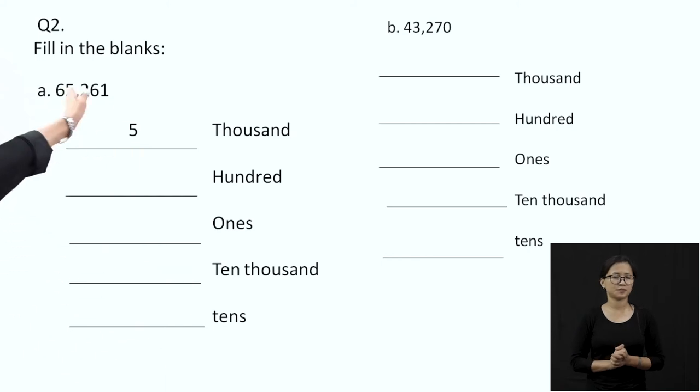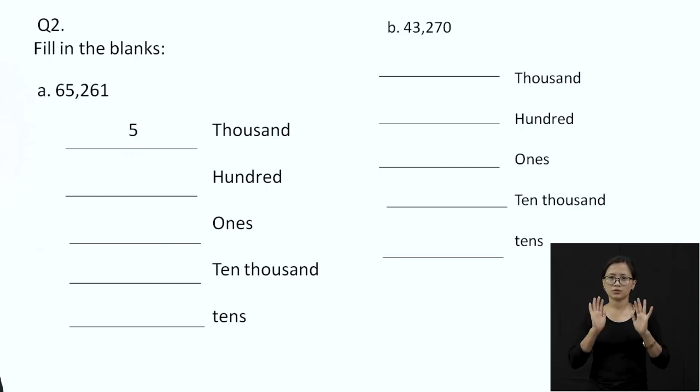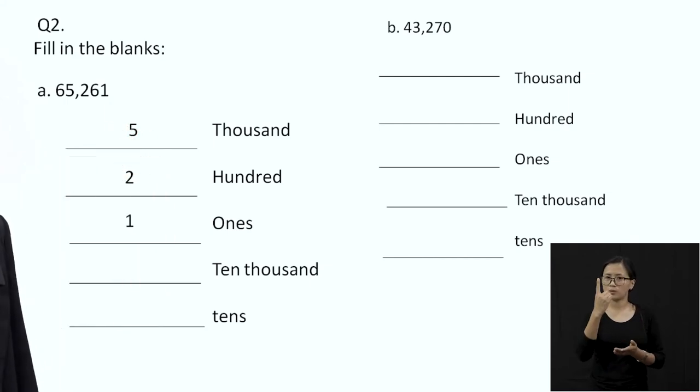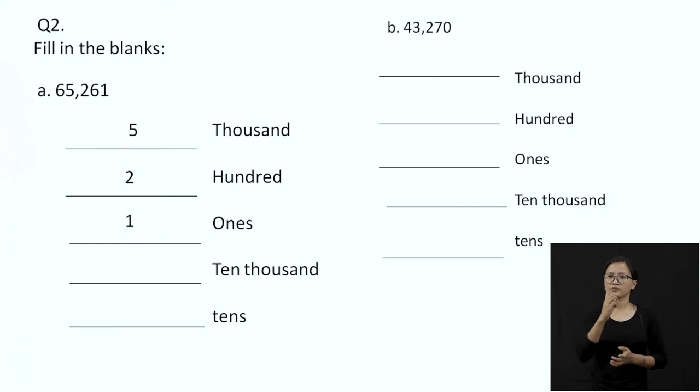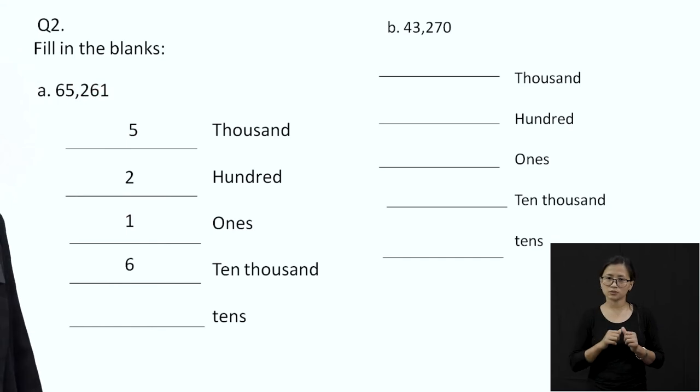Now let's count again: ones, tens, and hundreds. So on the hundreds place, you have 2. You write 2, and it is read as 200. Now ones, the rightmost, you have seen that it is 1. So you simply write 1. Now ten thousands. Again, ones, tens, hundreds, thousands, ten thousands. So in the ten thousands place, you have 6. You will write 6 here, which you read as 6 ten thousands. In tens, the second number from the right, you write 6 as 6 tens again.